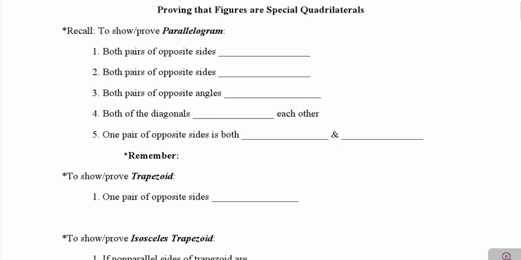There were 5 ways to do this. The first way is if both pairs of opposite sides are parallel, then you can say that quadrilateral is a parallelogram. The second reason was if both pairs of opposite sides are congruent, then that's enough information to say that the quadrilateral is a parallelogram.